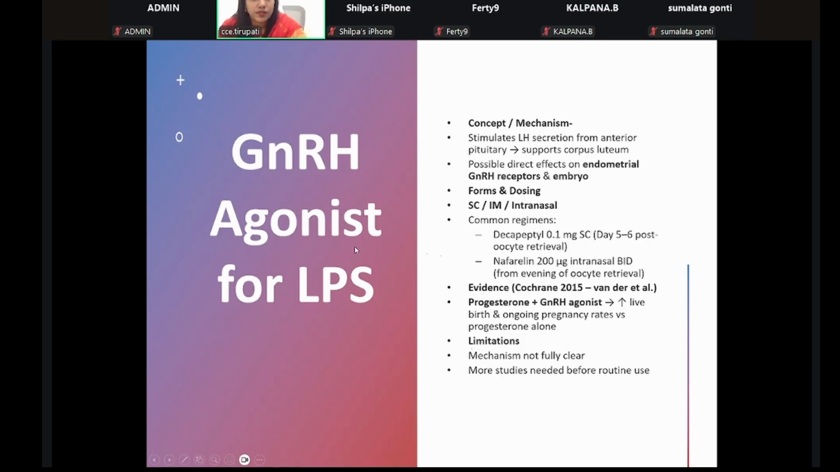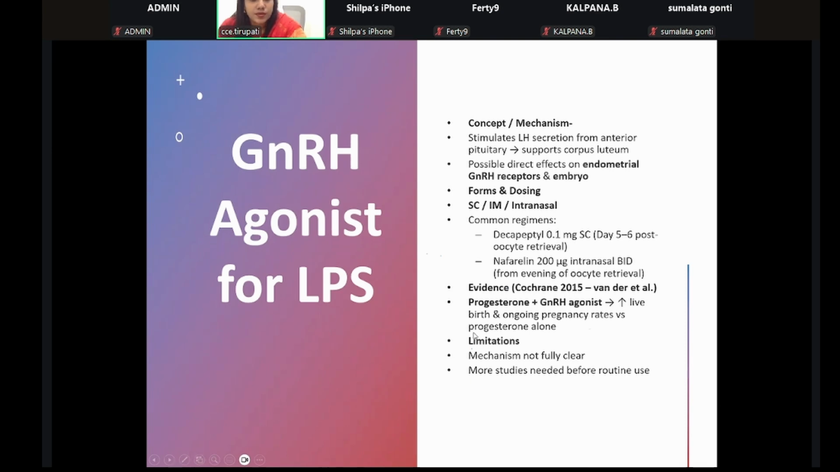A single dose of agonist, decapeptyl or any other agonist, we can give around day 5 to day 6 post oocyte retrieval, or in IUI cycles after day 5 to day 6 after trigger, we can give a single dose of decapeptyl, which can improve success rates. It can be given subcutaneously or intramuscularly.